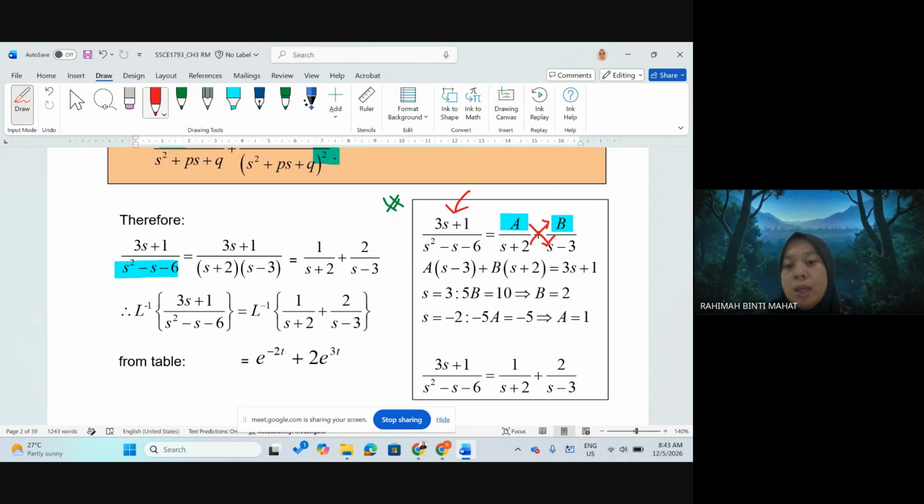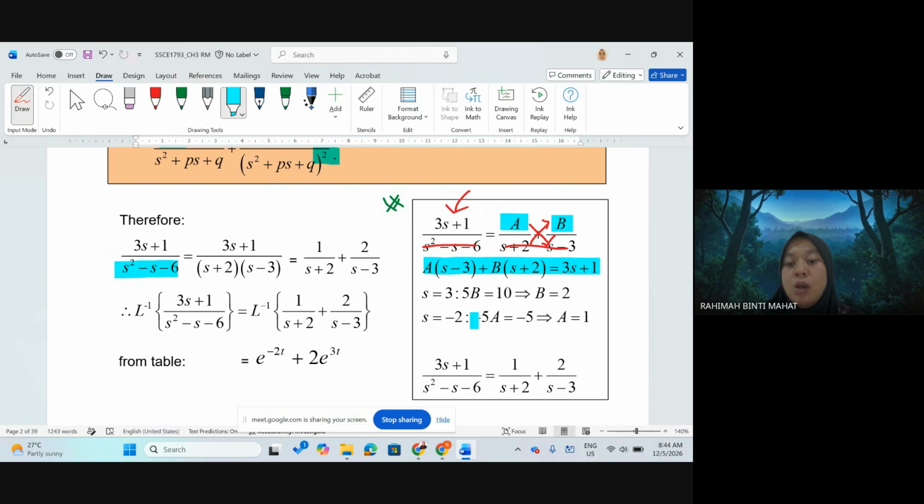And for the denominator, you can cancel it out. Because all the denominators have the same value, you can just ignore the denominator. So we can just take the numerator only. So this is the equation. Okay, and then after that you can solve.